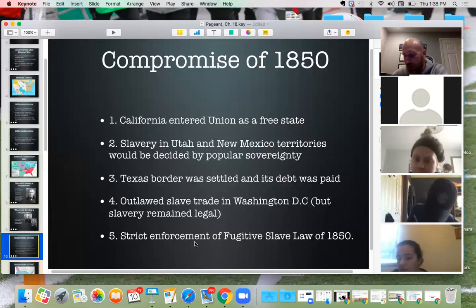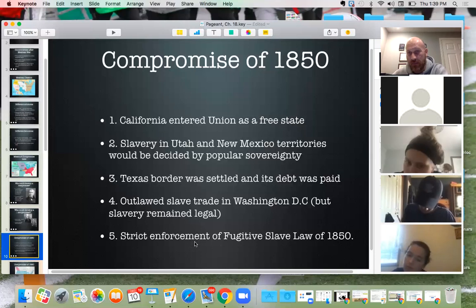Okay. The other part of the Compromise of 1850, and maybe the part that's going to cause the most conflict going forward, is strict enforcement of the Fugitive Slave Law of 1850. Now, there's been a fugitive slave law in our Constitution really since its inception. This is going to be a stricter version of that law. And according to the Compromise of 1850, it will be strictly enforced.